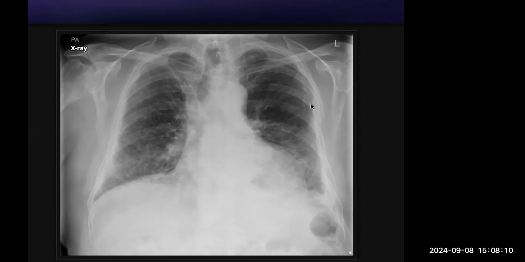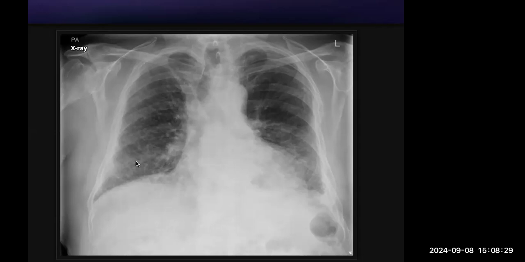There is some opacity overlying the left rib here. It could be some fracture associated change, because the patient has already had some fracture. It could be a calcified hematoma, pleural hematoma, or extrapleural hematoma.